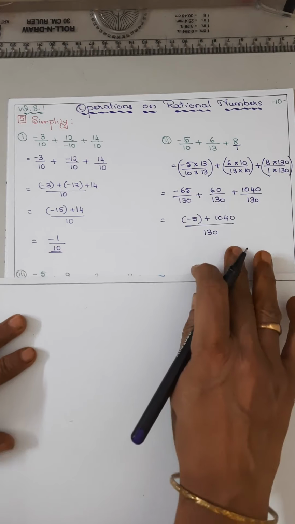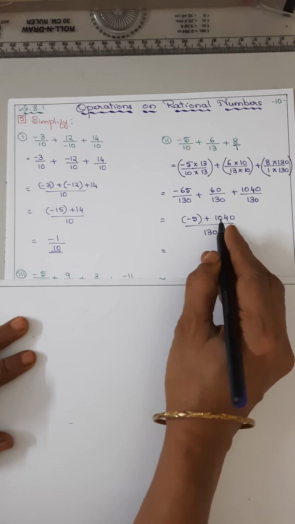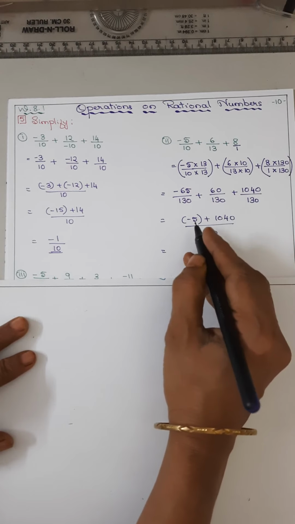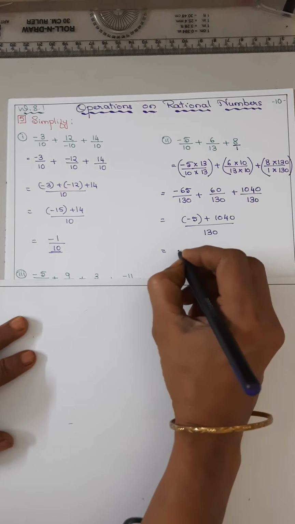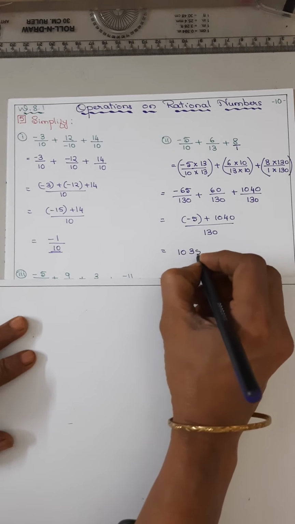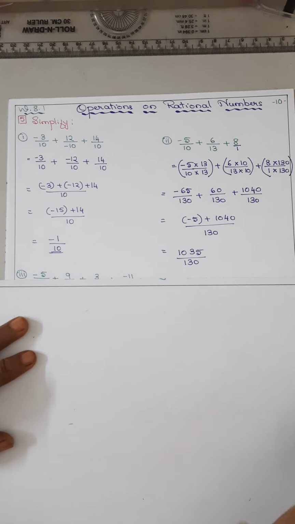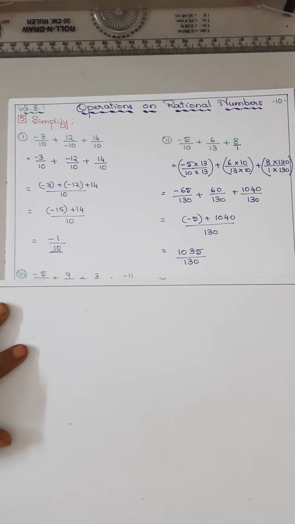Here minus 5 plus 1040. Now the signs are different. 1040 is big, so plus. Now if you subtract, 40 minus 5 is 35. So it will be 1035 upon 130. Ending with 5 and 0 means it comes in the table of 5.